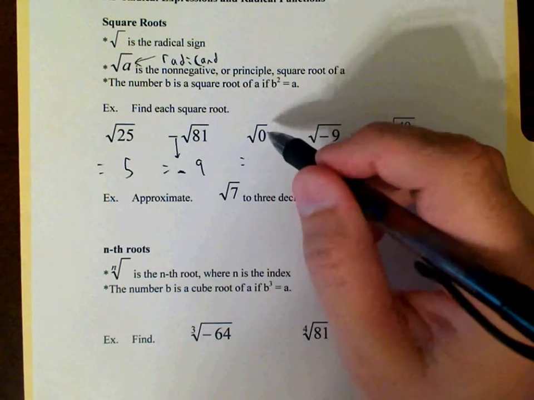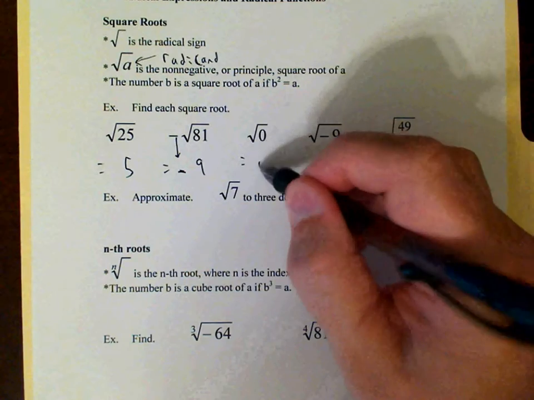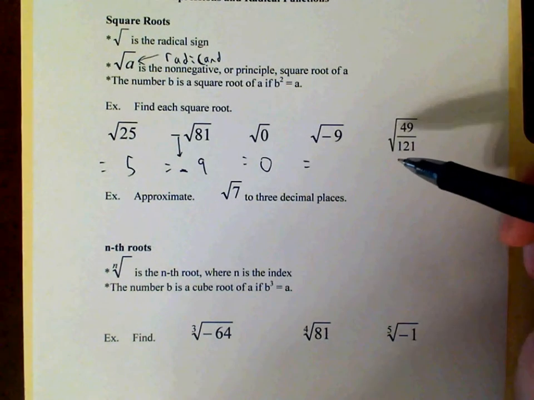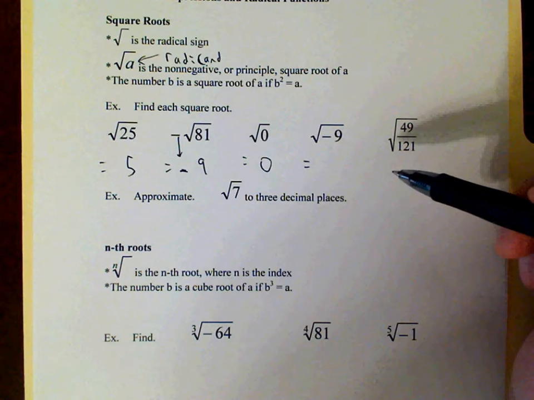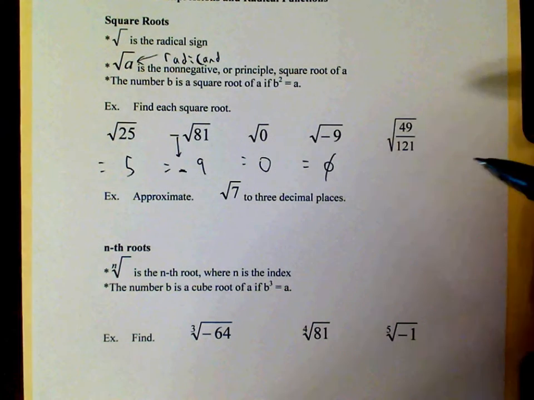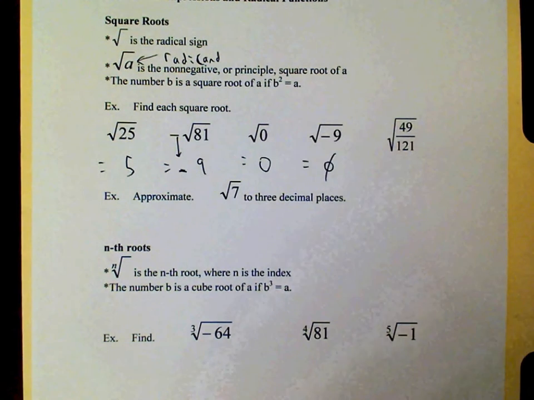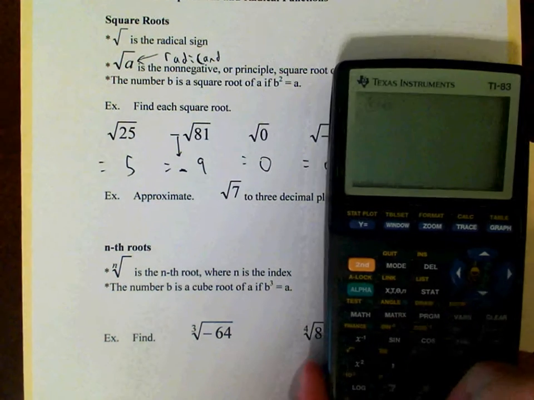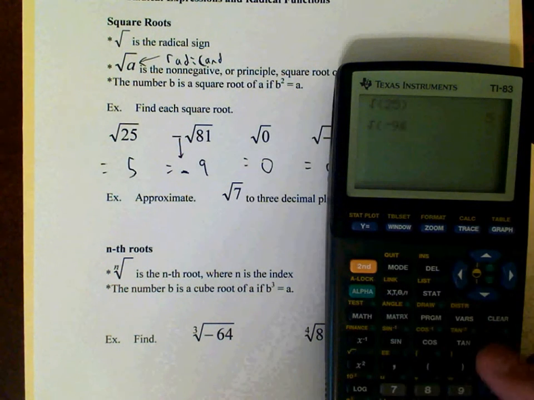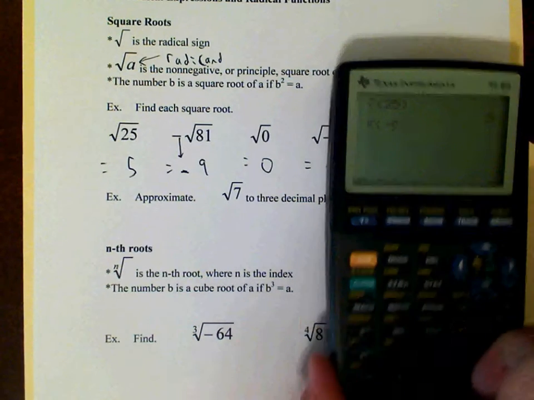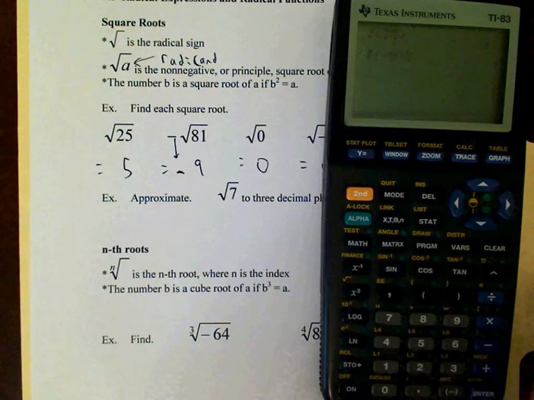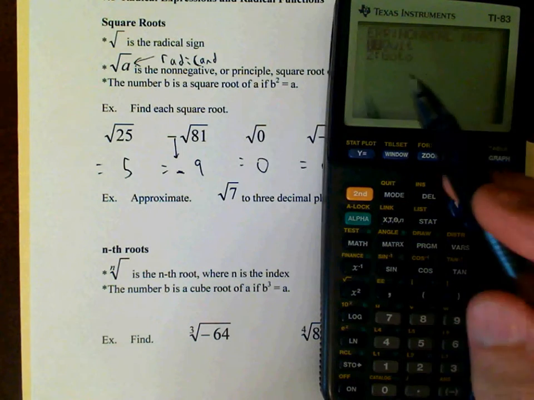Square root of 0, what do you square to get 0? Well, 0 squared is 0. Now we come to this one. What's the square root of negative 9? Now what can you square to get a negative number? There's no number. So in this case, it's the empty set, no solution. And if you type that in your graphing calculator, second square root negative 9, and by the way, the negative symbol is down here in case you're wondering. If I hit enter, it's going to tell me that it's not a real answer.